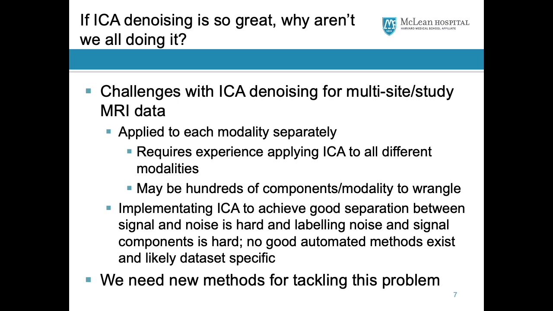And there may be hundreds of components for each of those modalities that you have to wrangle, which requires implementing ICA to achieve a good separation between signal and noise, and labeling noise and signal components, both of which are kind of hard to do, and there's no good automated methods that exist. It may be difficult to develop automated methods too, because the scanner site effects are likely dataset specific, depending on the particular combination of scanners that were used to collect the data. So we need new methods for tackling this problem.